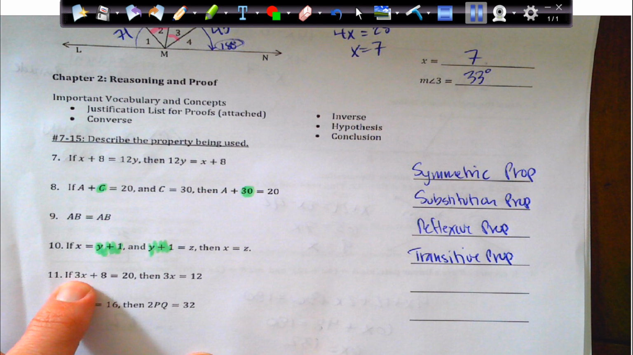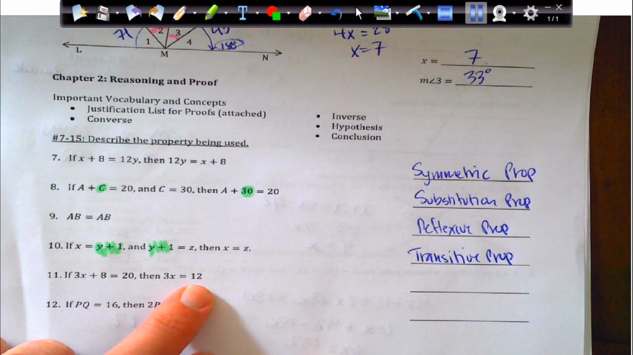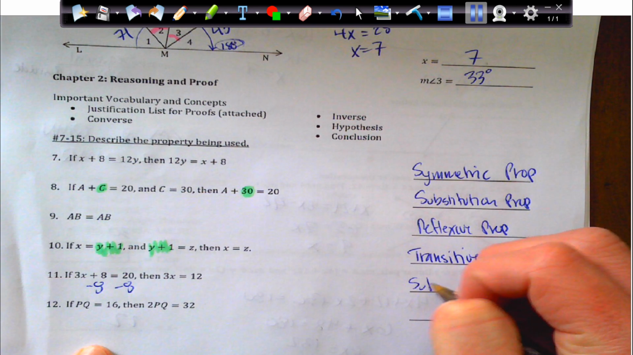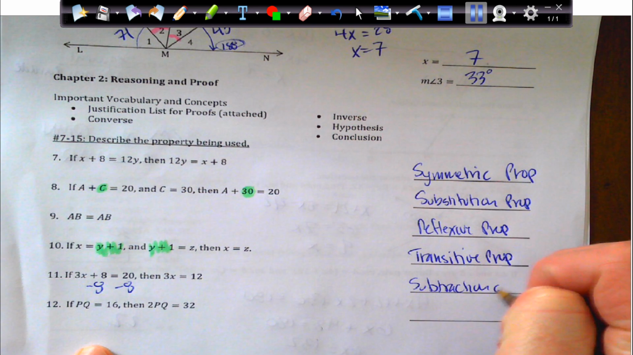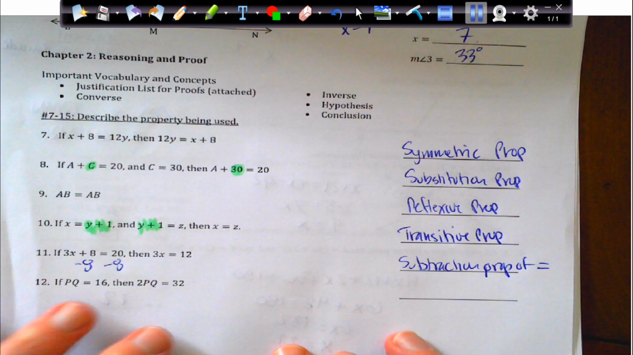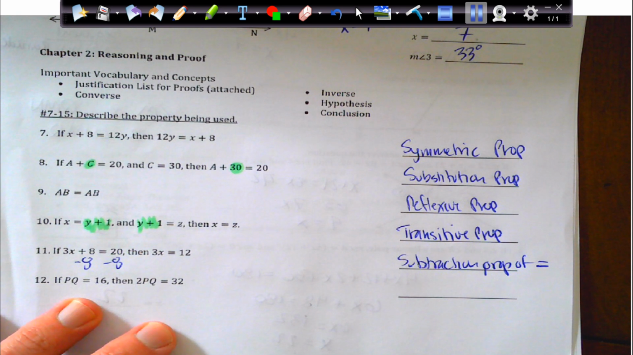Over here, we have 3x plus 8 equals 20. Over here, we have 3x equals 12. Looks like we subtracted 8 on both sides, which would mean subtraction property of equality. And we say equality because it happens to both sides. That's why it's very different than another term we can have.